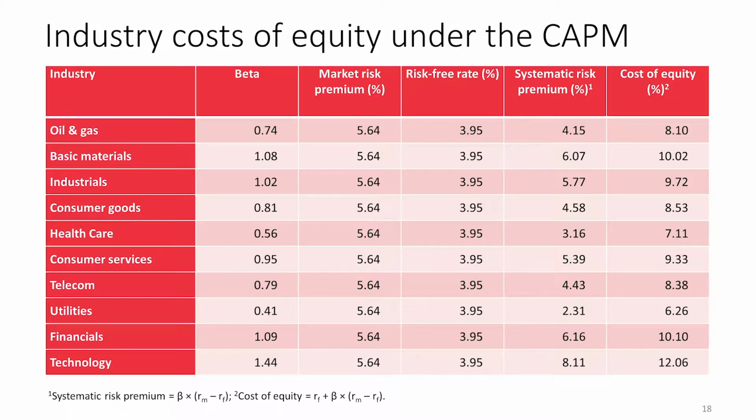Table 1 presents industry cost of capital estimates according to the capital asset pricing model with regression-based estimates of beta. The cost of equity estimates range from 6.26% for utilities to 12.06% for technology. But these industries are somewhat anomalous compared to the other 8 industries, which have cost of equity estimates within the range of 7.1% to 10.1%. Excluding healthcare, 7 of the 10 industries have cost of equity estimates within a range of less than 2.5%, from 8.4% for telecoms to 10.1% for financials.